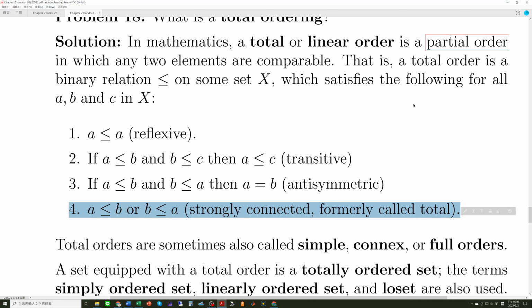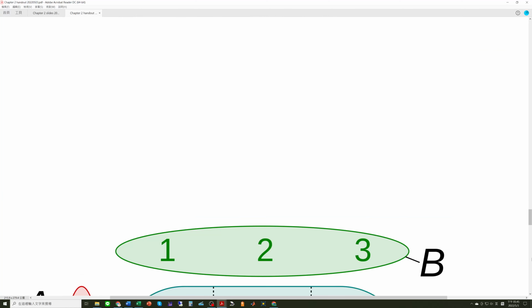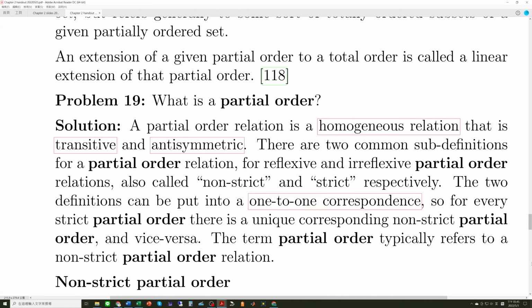So we know that the easiest example for a total order is smaller than or equal to on the set of all real numbers. Okay, next, let us see the next problem.